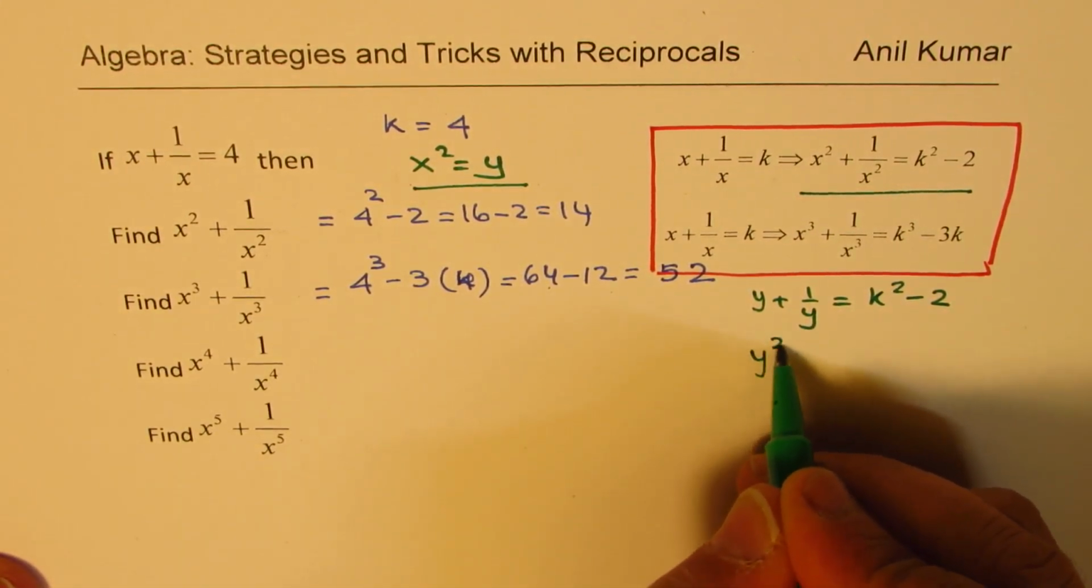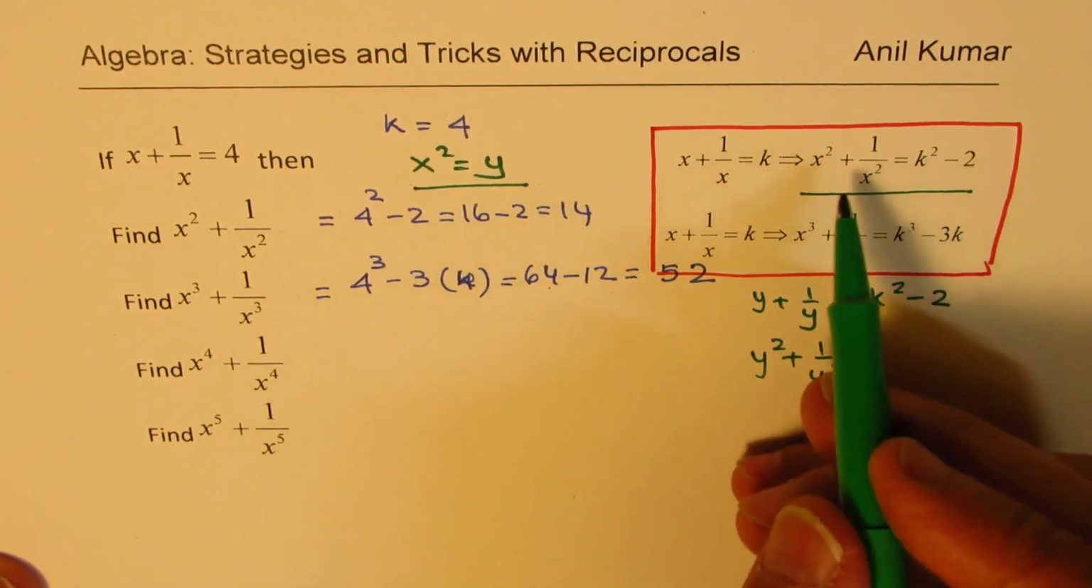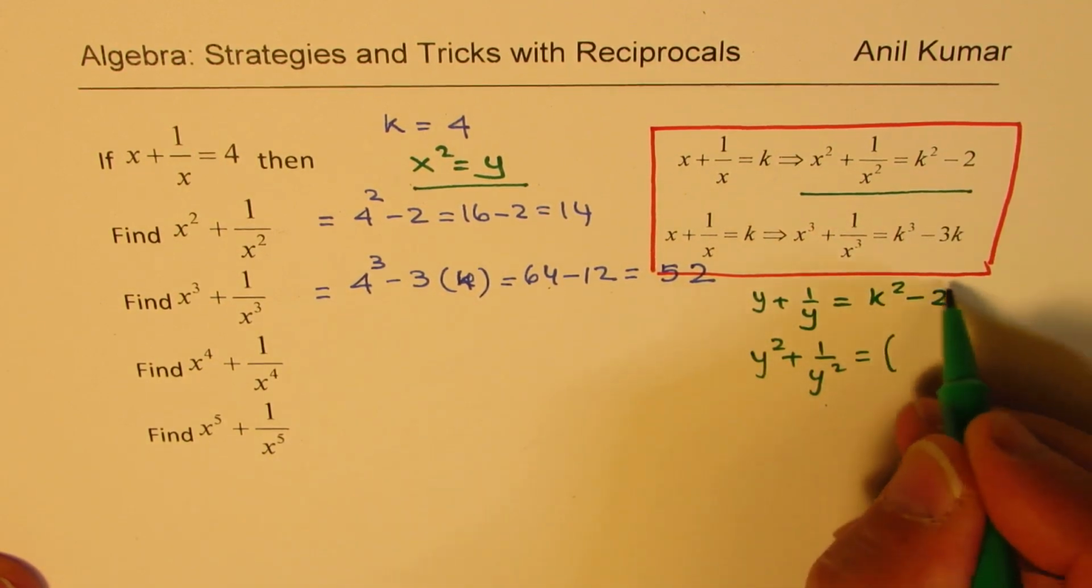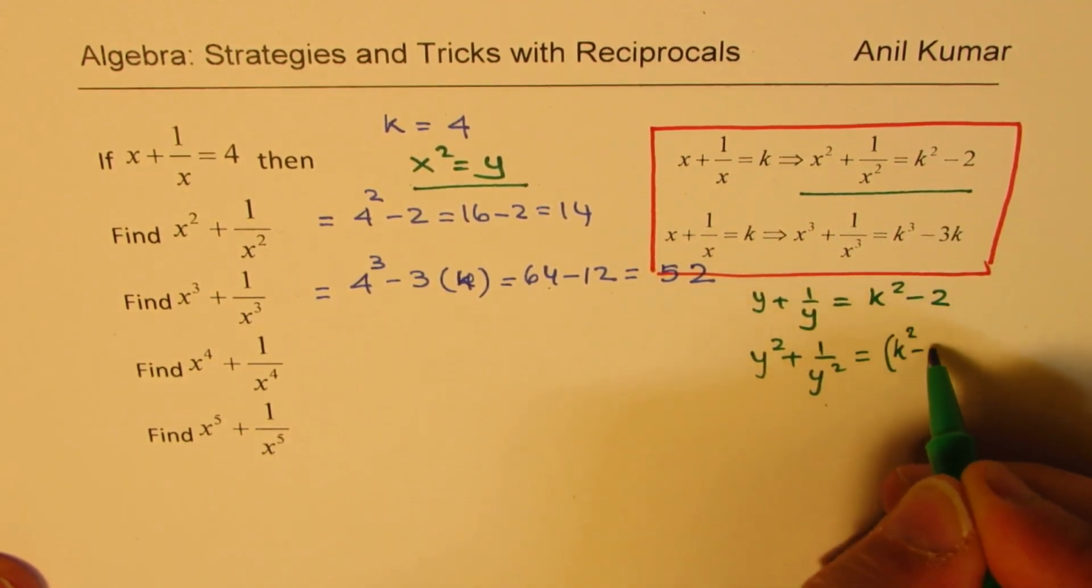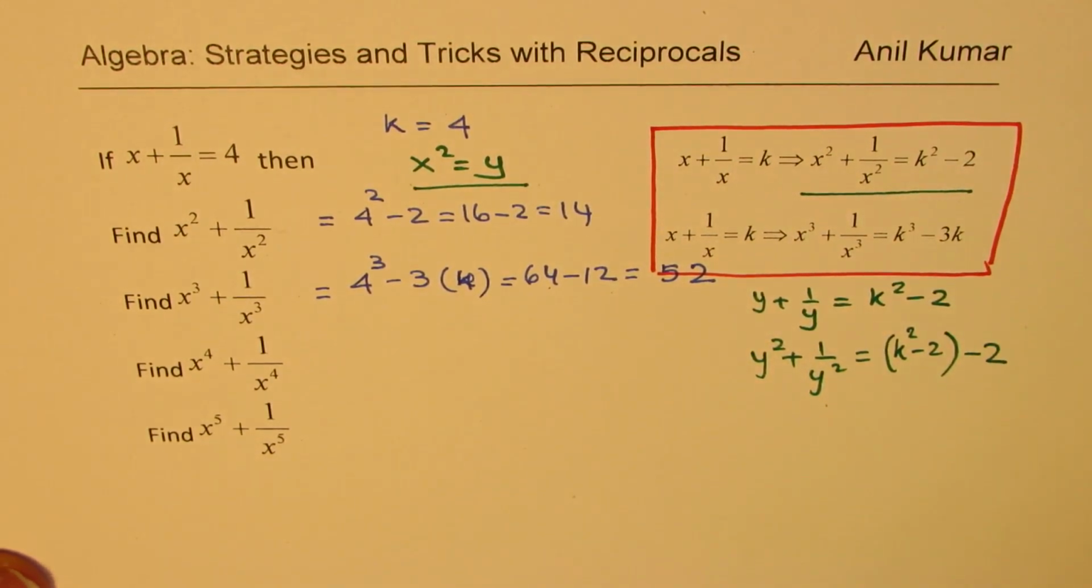So what is going to be y squared plus 1 over y squared? Well, the formula for that is, I have to square this term, which is k squared minus 2, and then take away 2. You get the idea, right? So that is how we could get our formula for x to the power of 4 plus 1 over x to the power of 4.